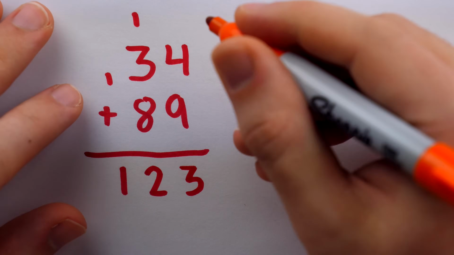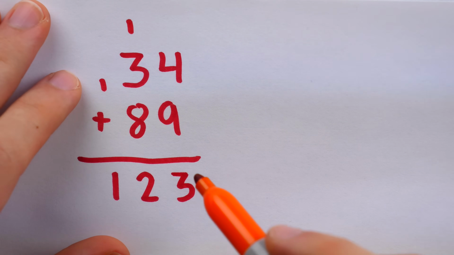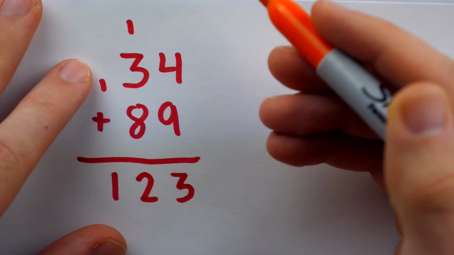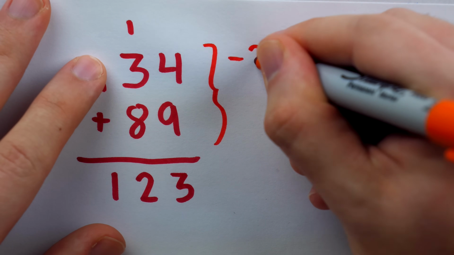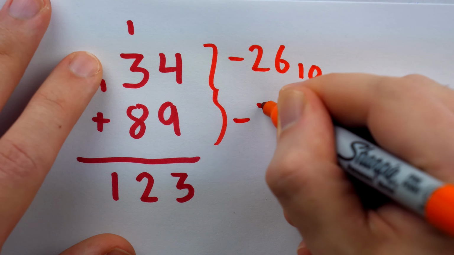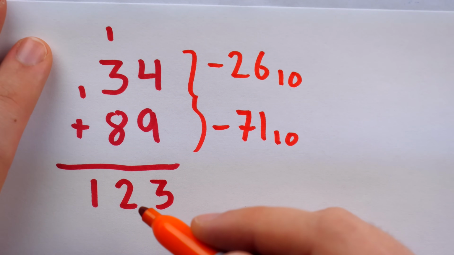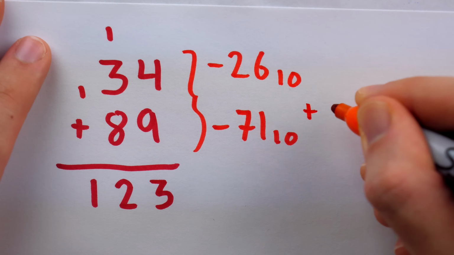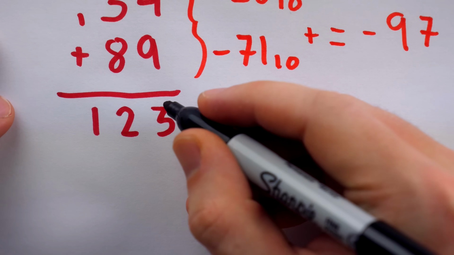Now, I don't want to be like a nerd, but I feel like maybe we should just double check this real quick. If we were to quickly write these Negadecimal numbers in base 10, 34 is negative 26 base 10, and 89 is negative 71 base 10. So the sum we calculated, if we convert it to decimal, should be equal to negative 97. Well, let's just run the numbers here real quick to be sure.